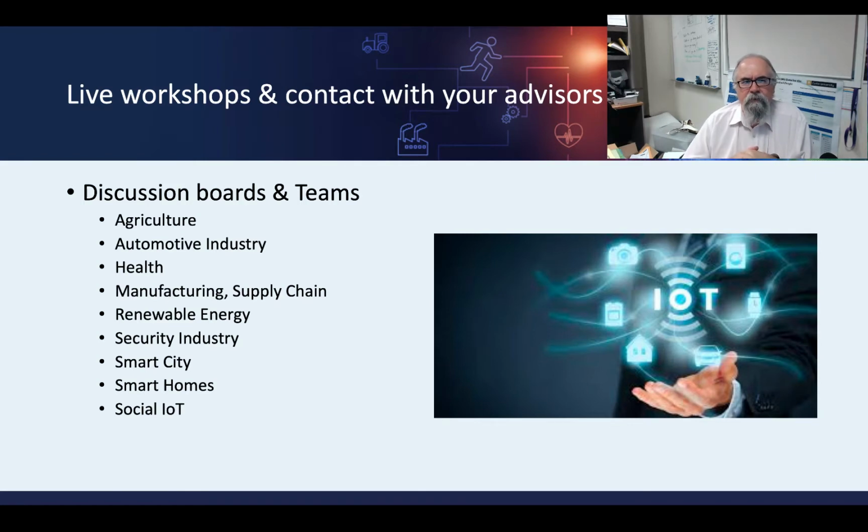So the main areas we've picked are agriculture, automotive industry, health, manufacturing, supply chain, those sort of areas, renewable energy, security industry, smart cities, smart homes, and social IoT. If you have an item that doesn't quite fit any of these, let us know. We'll either create another team for it or suggest that you join one that is slightly related to it.